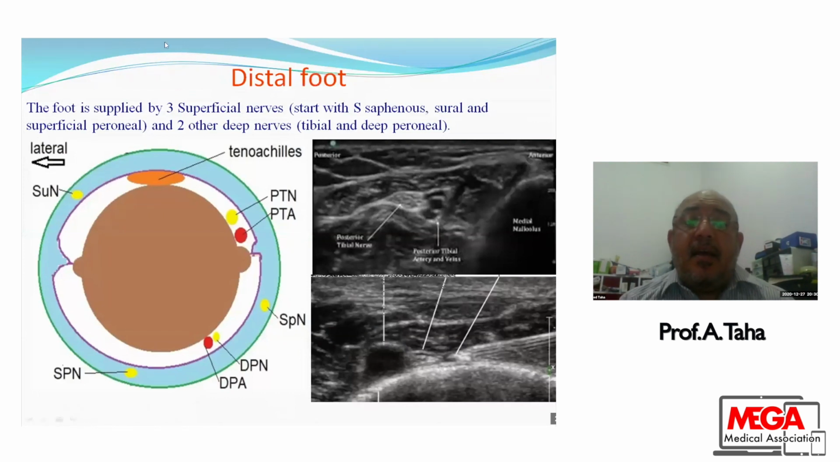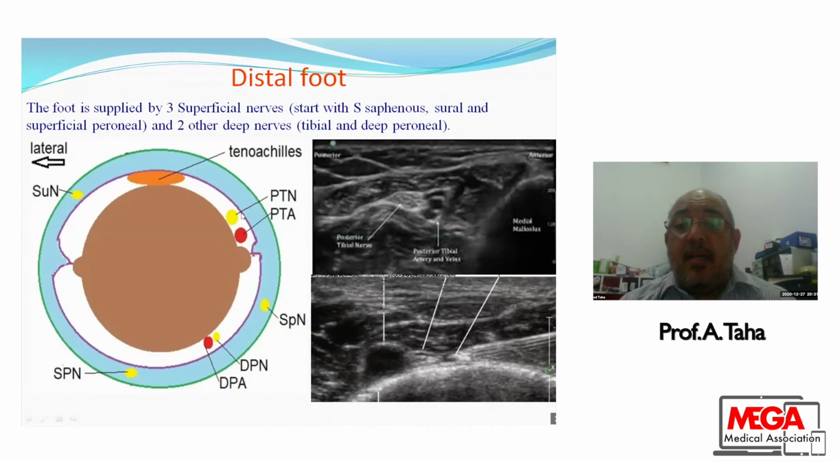As you can see here, this is the diagrammatic cross-section of the foot. This is posteriorly the tendo Achilles, and this is the medial malleolus, and this is the lateral malleolus. The foot is supplied by 3 superficial nerves starting with the letter S: sural, superficial peroneal, and saphenous nerve, and 2 deep nerves, which are the deep peroneal nerve and the posterior tibial nerve. The posterior tibial nerve is related to the posterior tibial artery, and the deep peroneal to the dorsalis pedis artery. These 5 nerves supply the distal foot.